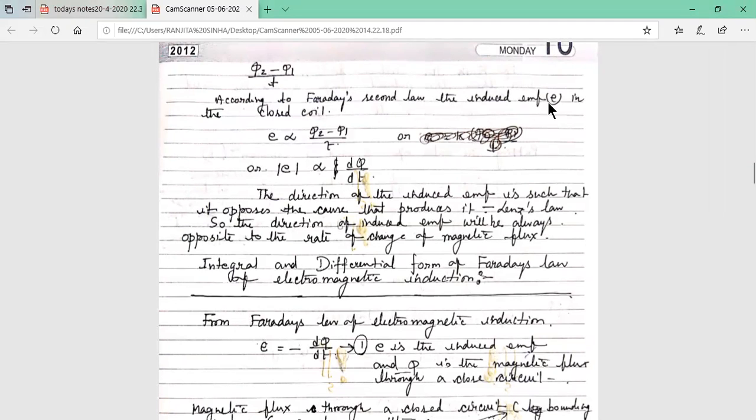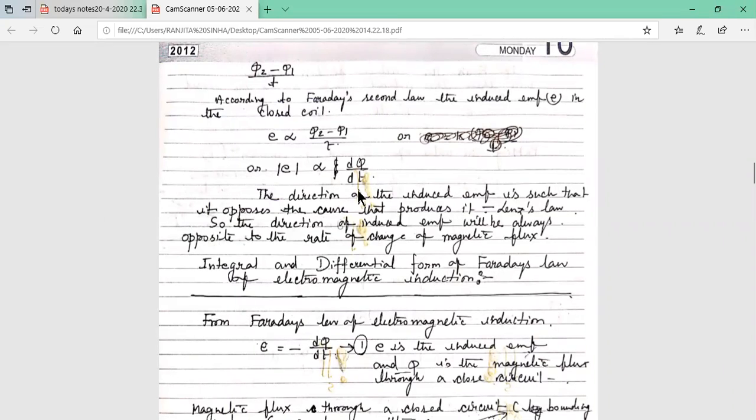From Faraday's second law, induced EMF is proportional to (phi 2 minus phi 1) by t. So mod of E is proportional to d phi by dt, where phi 2 minus phi 1 is the change of phi. We can also write induced EMF equal to minus d phi by dt. This is very important: the integral and differential form of Faraday's law of electromagnetic induction.